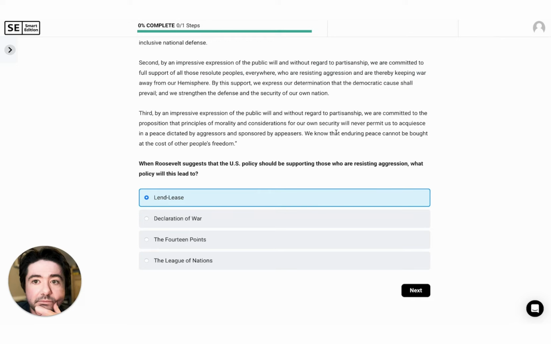If you need a little help, though, beyond that, a few historical points to keep in mind. The 14 points and the League of Nations were President Woodrow Wilson's ideas in World War I, 20 plus years before. And like I said just now, Roosevelt's not going to float the idea of a declaration of war to the American people. Nothing had yet happened to the United States. Pearl Harbor was still a few months off, so he couldn't have done that. And that's why Lend-Lease is correct.